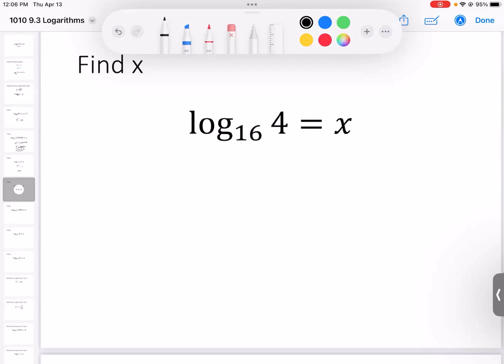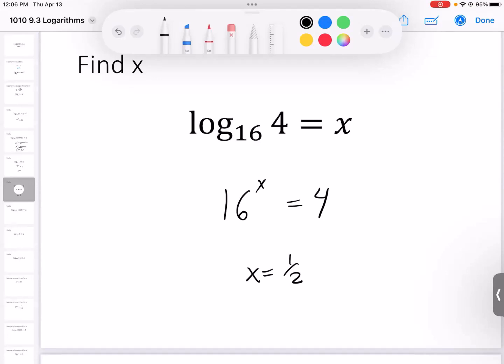All right, someone raise your hand and tell me, how would you write this one in exponential form? Perfect. Okay, awesome. So in this case, any ideas of what X could be? Yeah, it could be like 1/2. Yep, that's exactly right. X in this case equals 1/2.